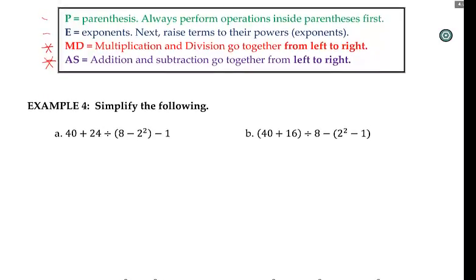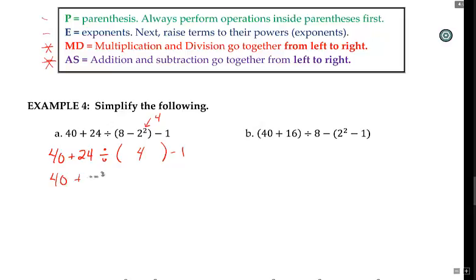The first step on example 4 would be to take the part in parentheses and simplify that down to one number. So I think you would agree that 2 squared is 4 and 8 minus 4 is 4. Now the parentheses are down to one number. Now our next step is going to be to do any multiplying and dividing. So we take 24 divided by 4, which is 6, and we subtract 1. Don't subtract the 1 first. Let's now move addition and subtraction from left to right. So we're going to add first and then subtract to get our final answer of 45.